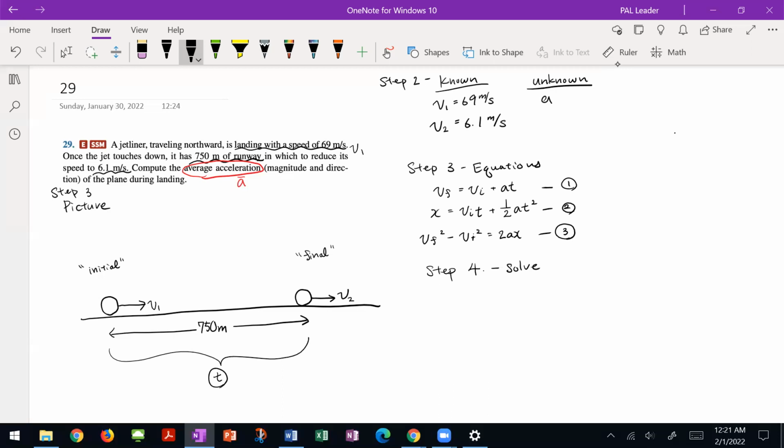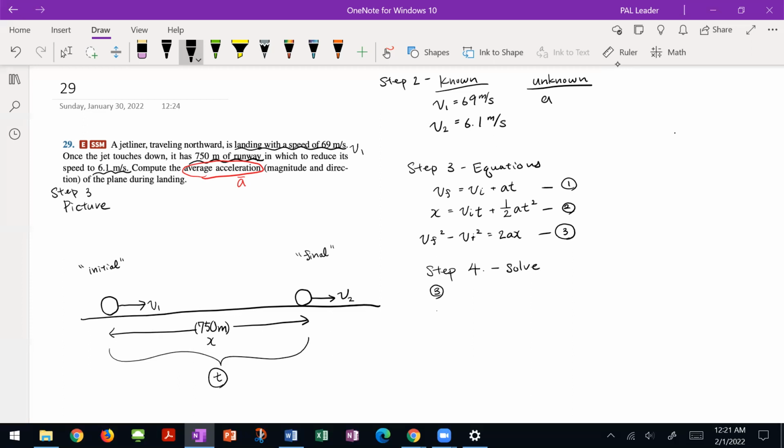Number two, the displacement x, that is this, right? 750 meters. This is how much we traveled between initial and final. V initial we know, t we don't know. Okay. Number three, V final we do know, V initial we do know. Acceleration, that is what we are looking for, and x is the displacement. So I think we can use number three.